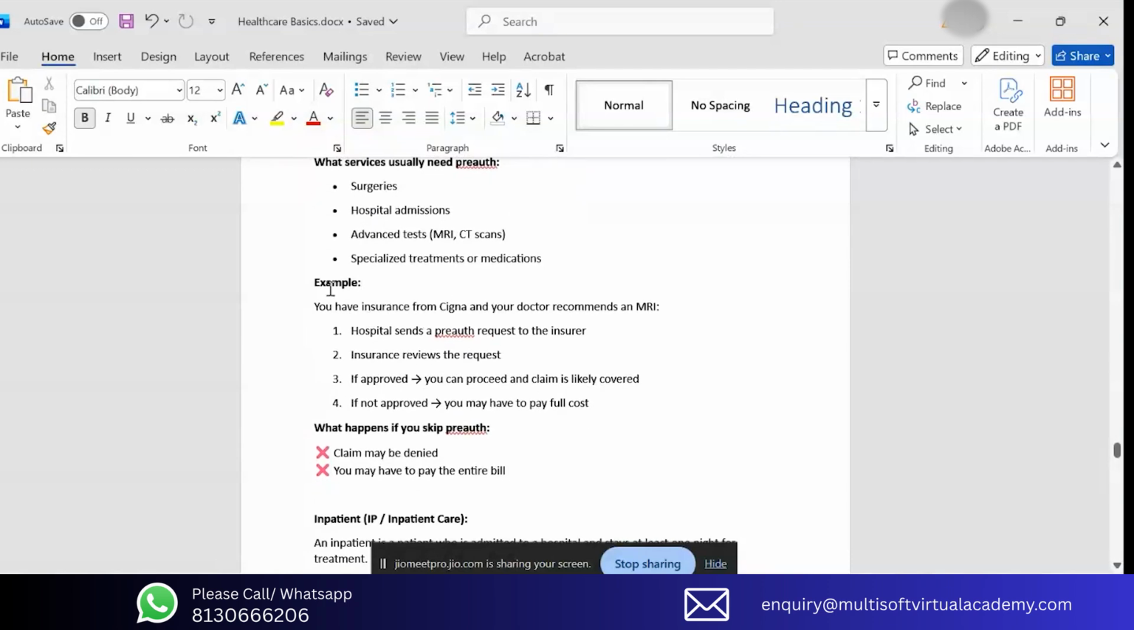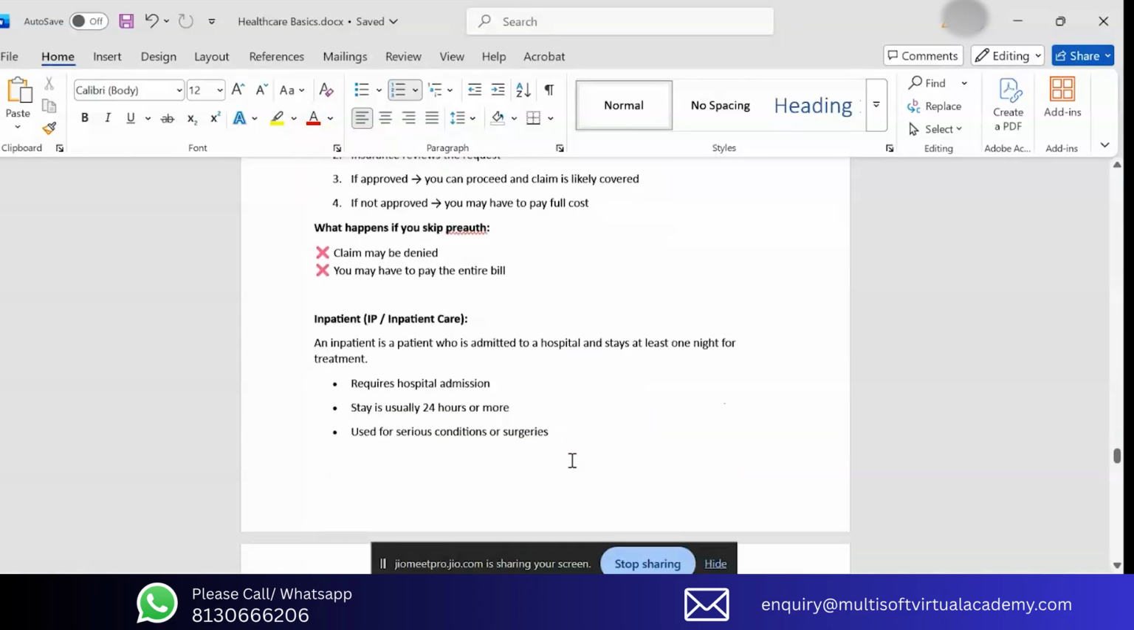Here is one quick example. Say you have insurance with Cigna and the doctor recommends you take an MRI. What should you do? Either the hospital or you yourself can send a pre-auth request to the insurer. The insurer reviews whether that MRI scan is really needed for your service or not. If it is approved, then the claim will be covered. If it is not approved, then you need to pay from your own pocket. That is how pre-authorization works.